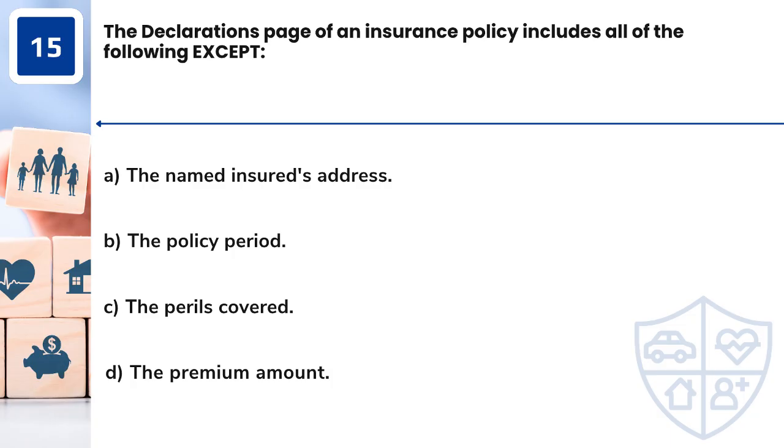Question 15. The declarations page of an insurance policy includes all of the following except: A. The named insured's address. B. The policy period. C. The perils covered. D. The premium amount.